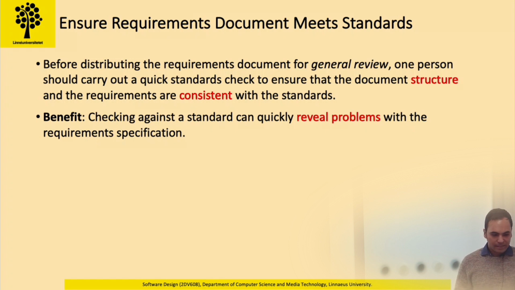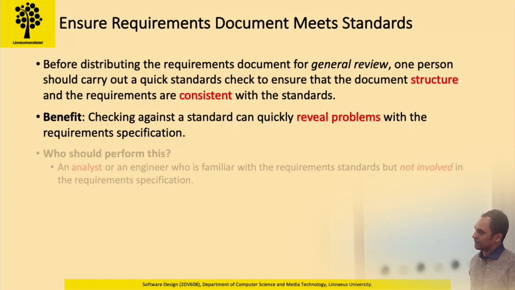One of the first steps for requirements validation is to ensure that the requirements document meets the standards. You might follow an IEEE standard or your own organizational standard, but once you have the requirements document, you have to ensure that it meets the standards and does not miss any important part or sections from the standard. The benefit is that you find problems not only in terms of structure, but also in terms of any missing information.